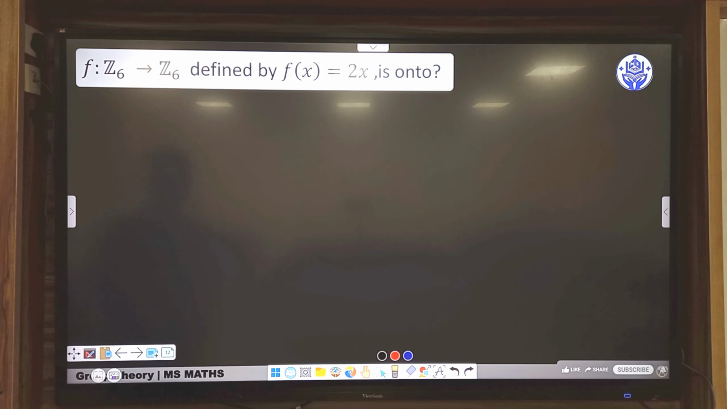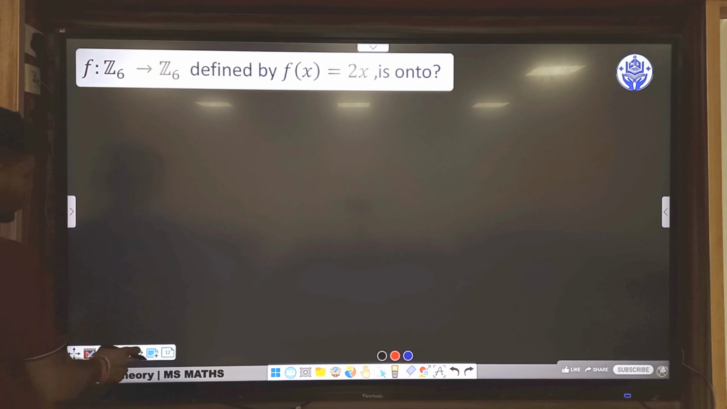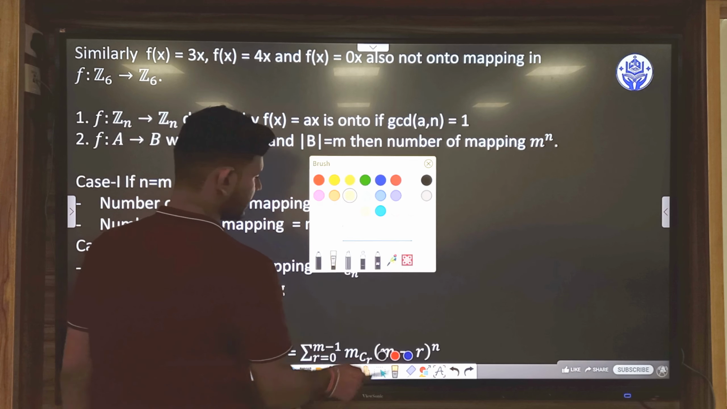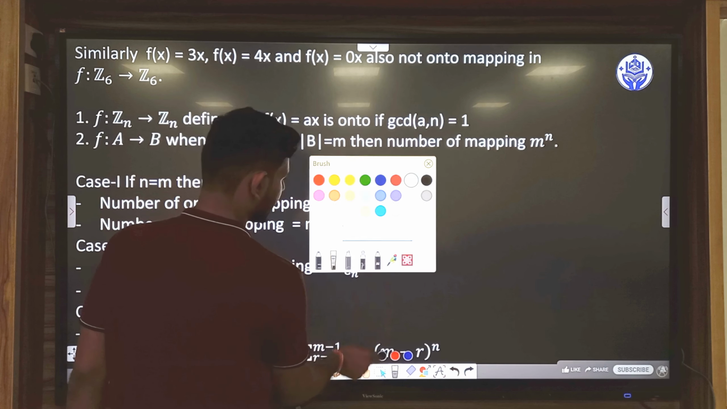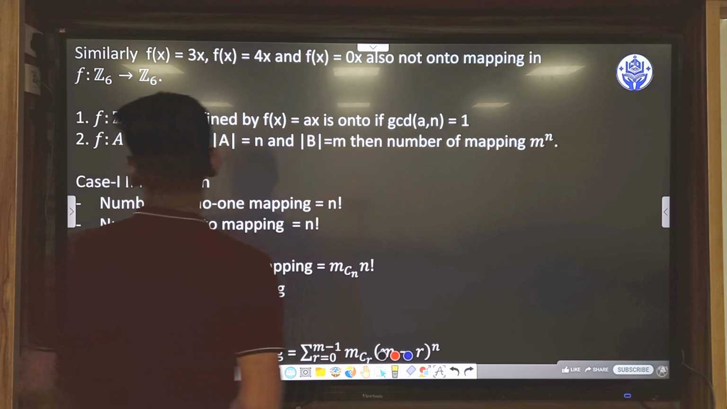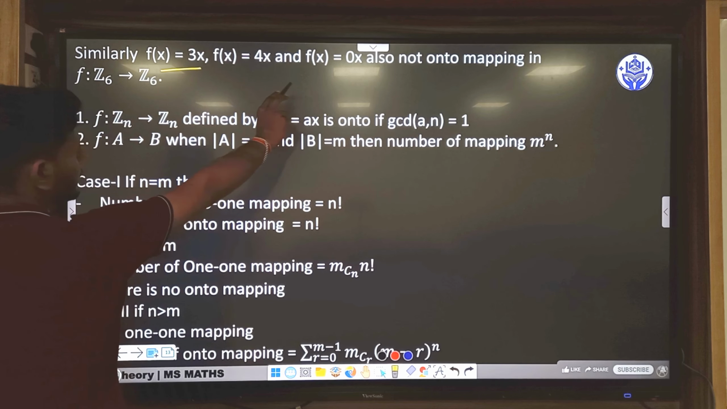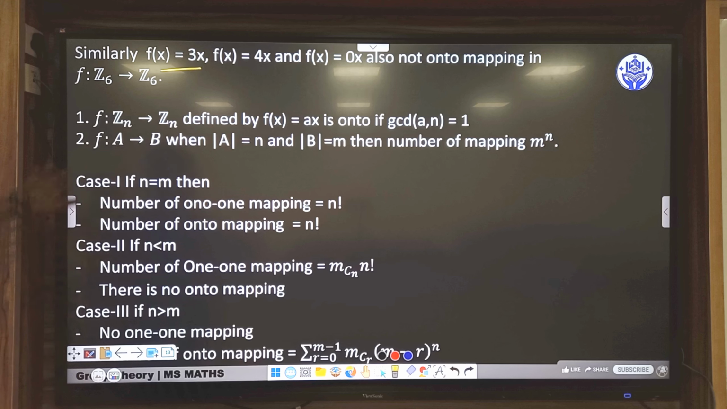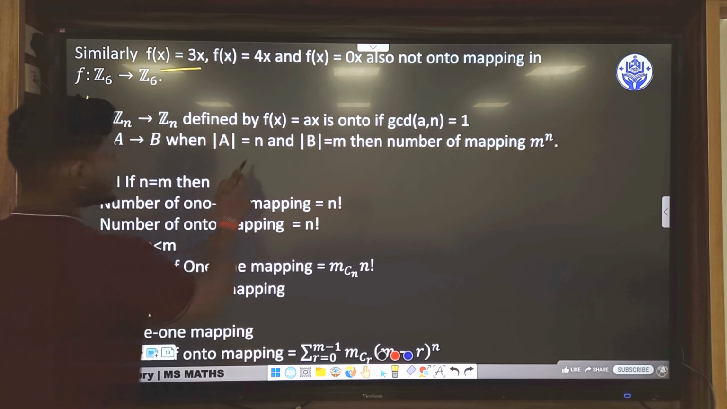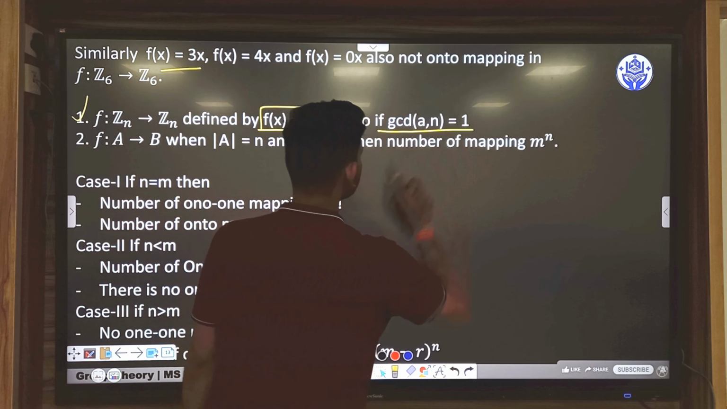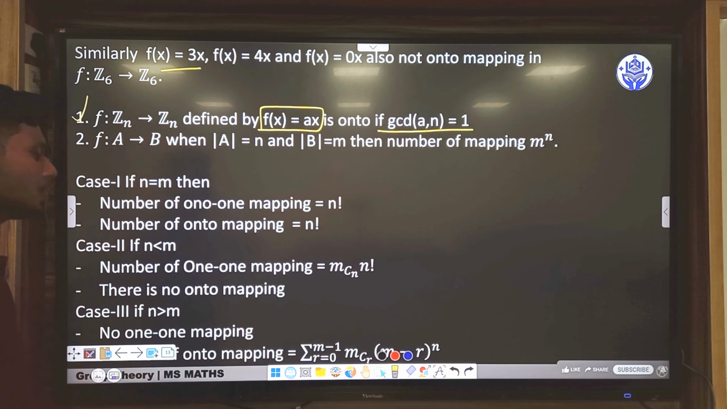Next we have one example. Is it onto or not? Before going to this, we should have one result, so that we can discuss that result and then proceed forward. Similarly, let's say these are all not onto mappings. Because of that, there is one result: if f is defined from Zn to Zn, f of x equals a x, it is onto if and only if GCD of a and n is 1.